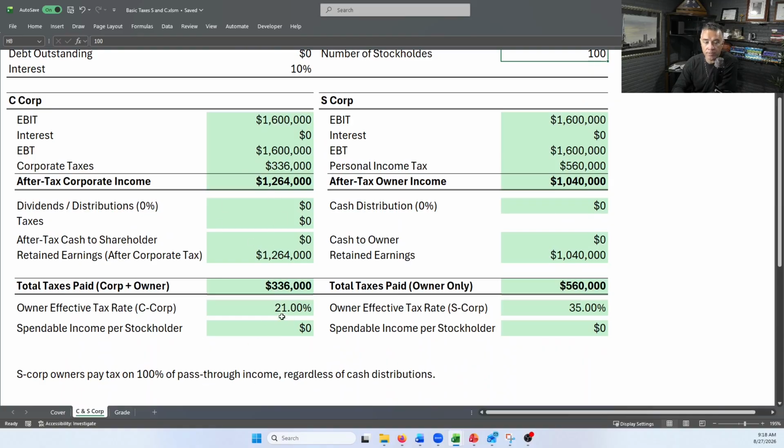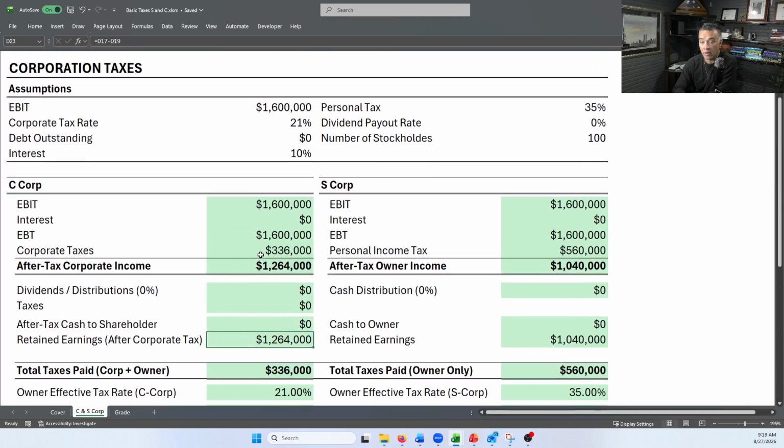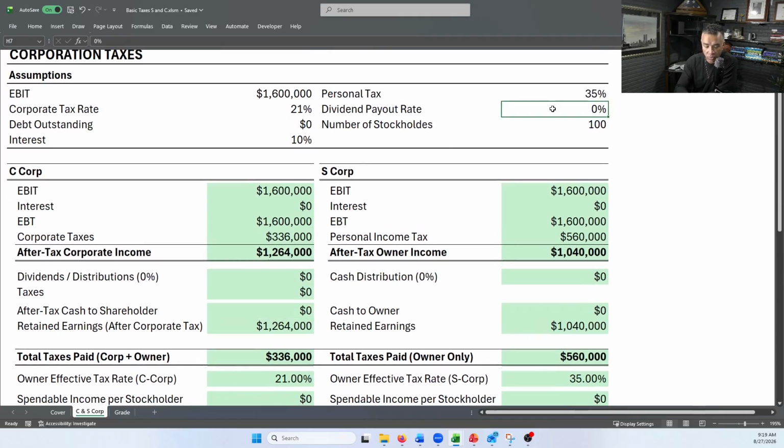We're paying 21% on it, on the double taxation, because there is no personal income tax on dividends. So who benefits? Look who's paying more. The C Corp benefits greatly. There's no spendable income to the stockholders, but they're paying a larger percent. The reinvestment is less on the S Corp. Retained earnings is $1,040,000. Look at this. You get to reinvest 1.264. So that's double taxation.